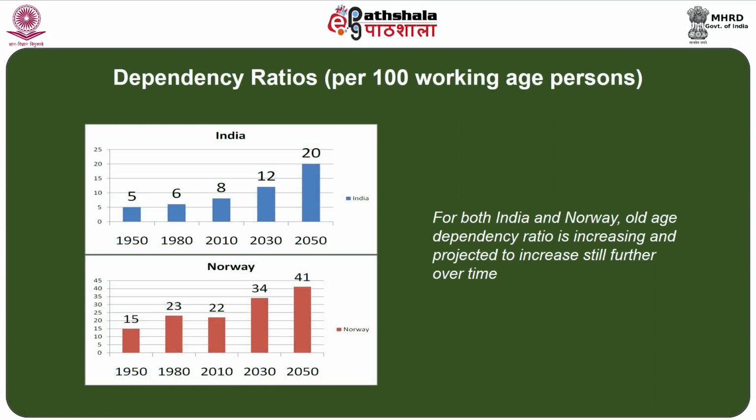The figures given below for the old age dependency ratio clearly reveal that over the period the ratios are going to increase. For both India and Norway, the old age dependency ratio, that is per 100 working age persons, is steadily increasing and is projected to increase still further over the reference period.